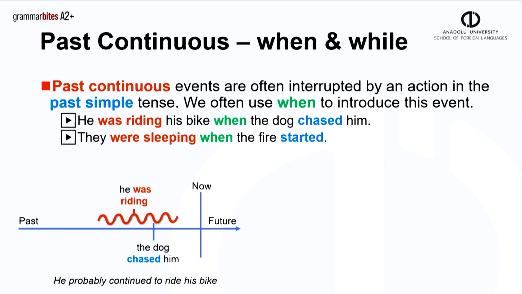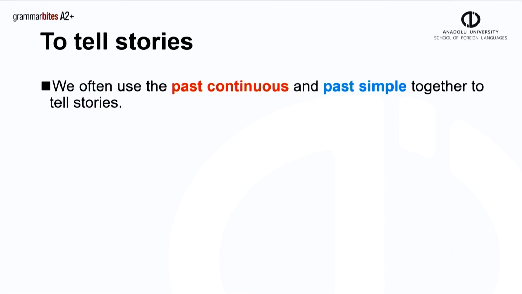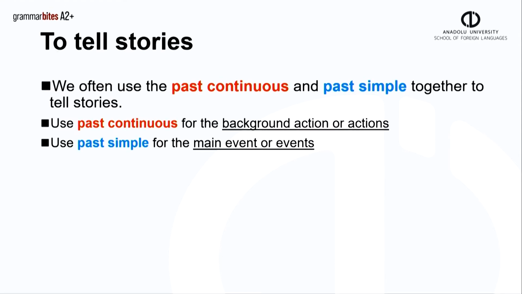Here's another example. They were sleeping when the fire started. They were sleeping. The fire started. We hope they woke up at this point. We often use the past continuous and past simple together to tell stories. We use the past continuous for the background action or actions if there is more than one. And the past simple for the main event or events. Again, it is possible to have more than one main event of a story.